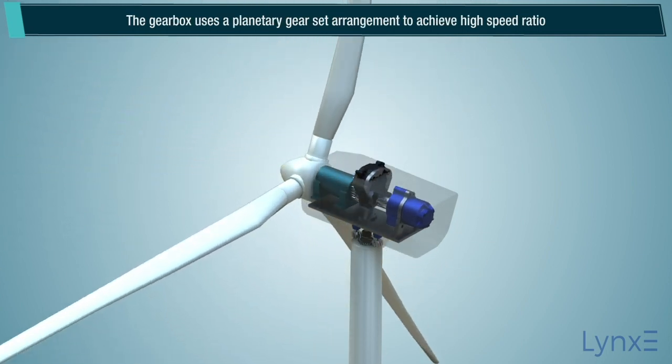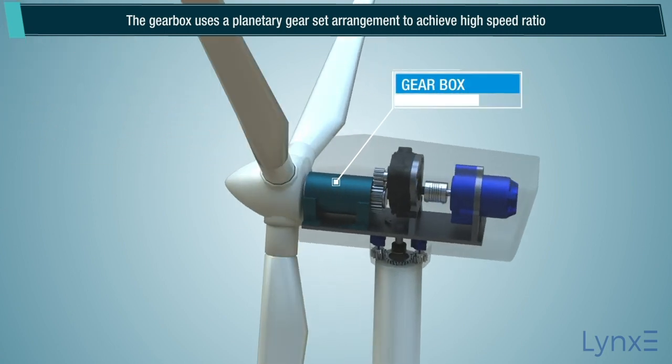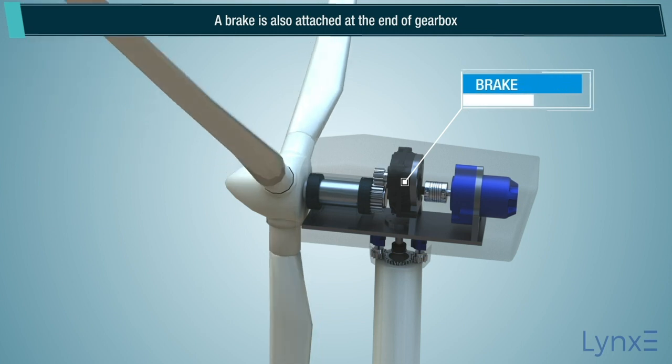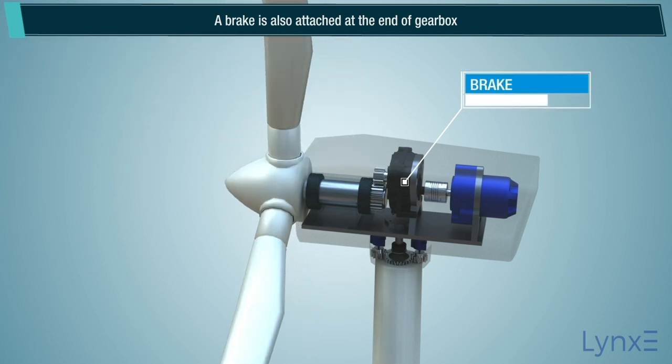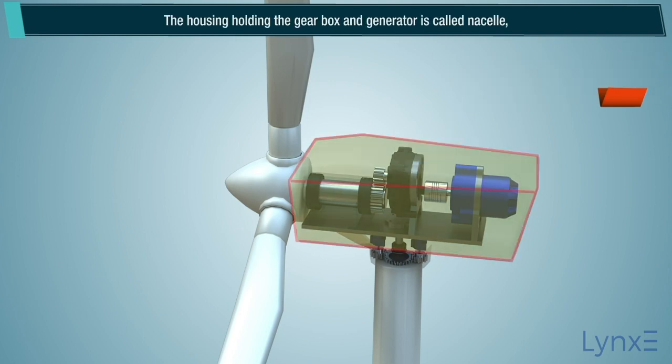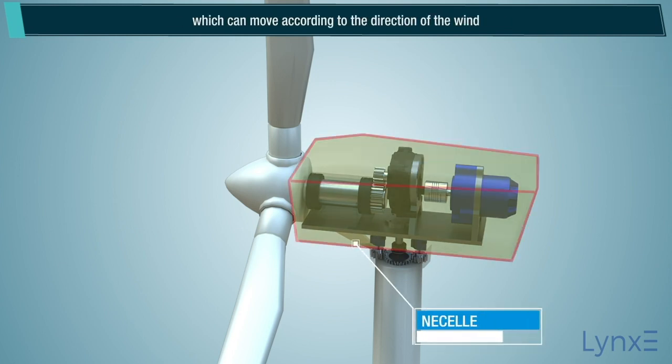The gearbox uses a planetary gear set arrangement to achieve a high speed ratio. A brake is also attached at the end of the gearbox. Note: the function of the brake is to arrest wind blade rotation during excessively windy conditions. The housing holding the gearbox and generator is called the nacelle, which can move according to the direction of the wind.